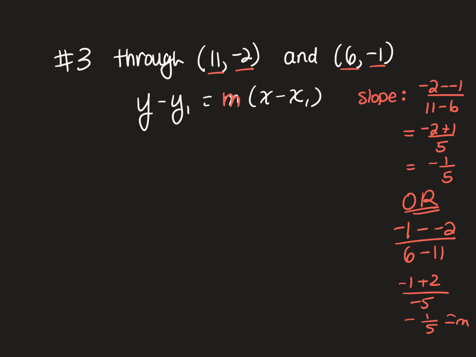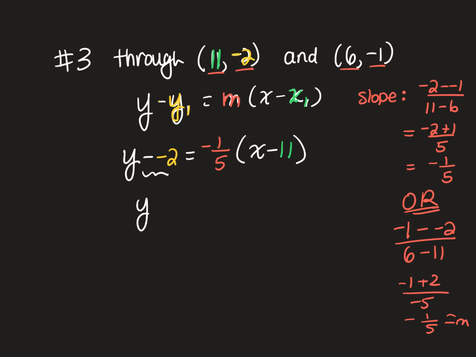And then we can pick either point to be our x1, y1. I'm just going to pick the first point just because it's easier. So my x1 is 11, and my y1 would be -2. And then I go ahead and substitute everything in. So y minus -2 equals slope, which is -1/5 times x minus 11. And then simplify, remember, minus and negative is really plus. So we have y plus 2 equals -1/5 times x minus 11.